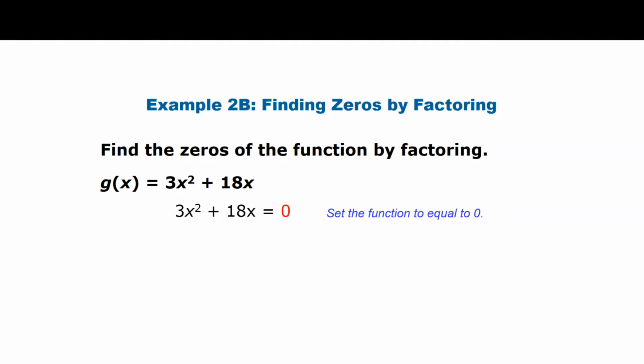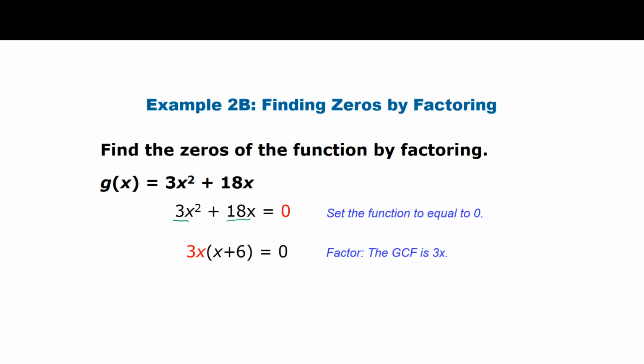And next I'm going to look at these two terms, and I notice that both of the terms have something common in it. They both have a 3x. There's a 3x, and there's actually a 3x. It's the greatest common factor. So I'm going to factor out a 3x.